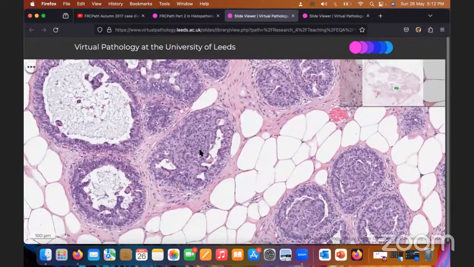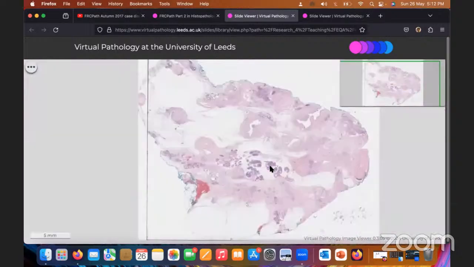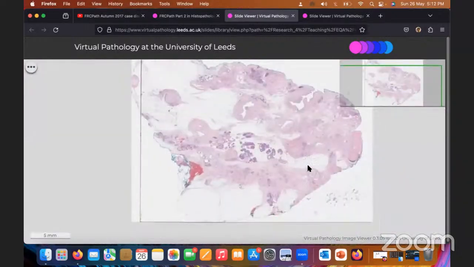And another point is that there is a biphasic appearance. There are luminal cells also, there are myoepithelial cells also. So you can differentiate between the biphasic population. And the main lesion, this is the microdochectomy specimen. So this is a specimen of duct ectasia.